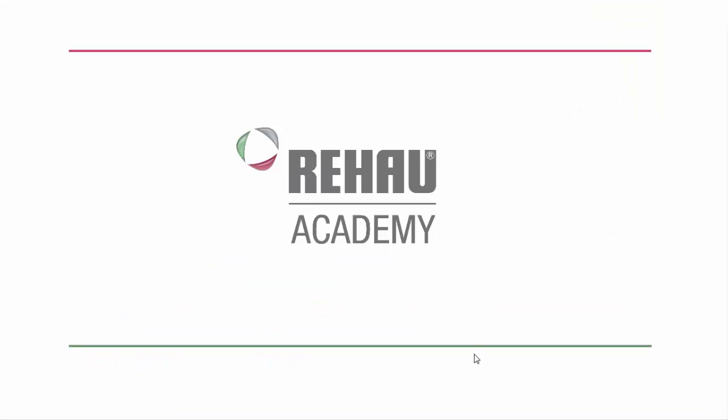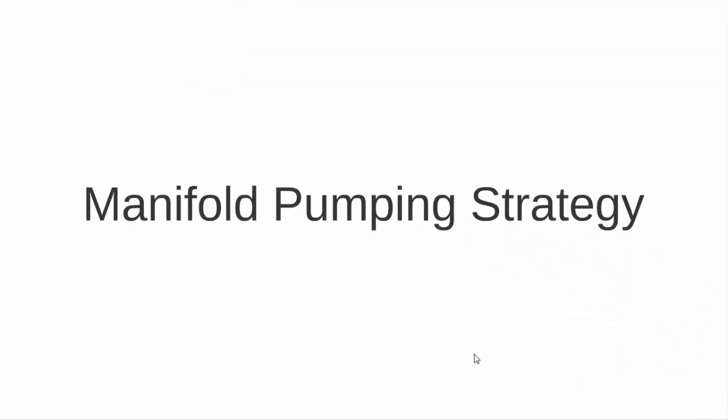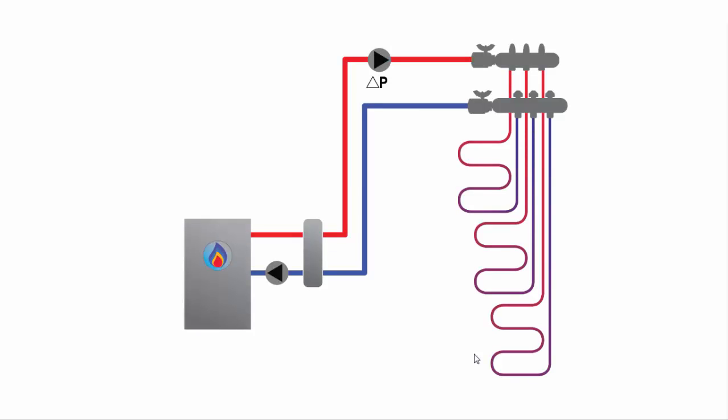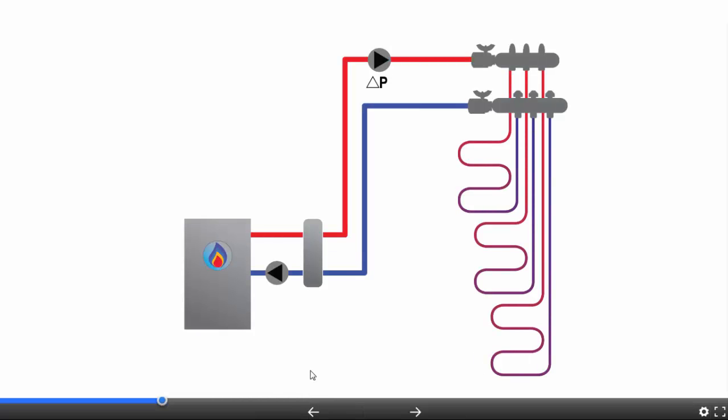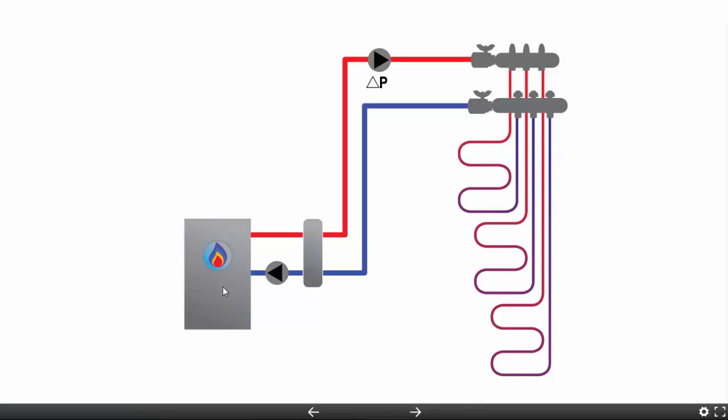Hello team, I put together a quick video to go over a couple manifold pump strategy options with three common examples that you'll see in the market quite a bit. So to start with a little bit of a recap of primary secondary piping, our goal here is to keep this pump here, which we would call our boiler pump in this application if this is our boiler, and this pump, which is our system pump, from fighting each other.